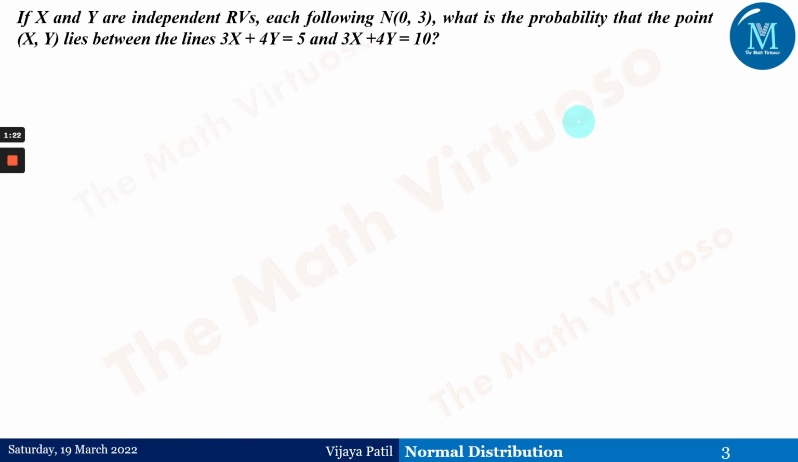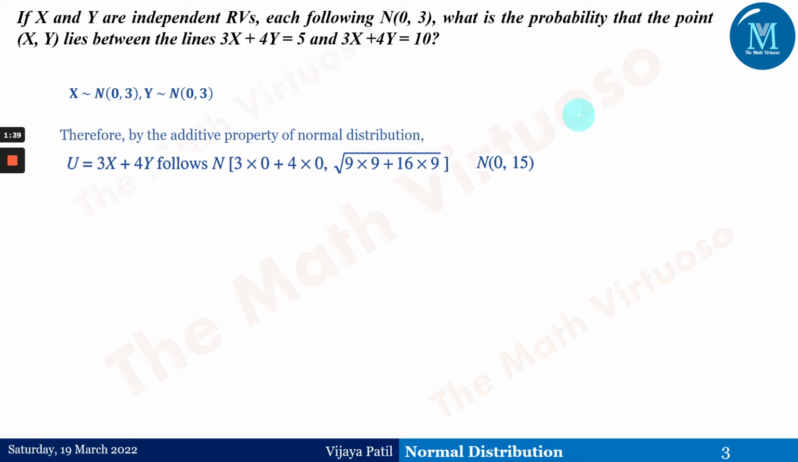Okay. If capital X and Y are independent random variables, each following the normal distribution with 0, 3, what is the probability that the point (X, Y) lies between the lines 3x plus 4y equals 5 and 3x plus 4y equals 10?